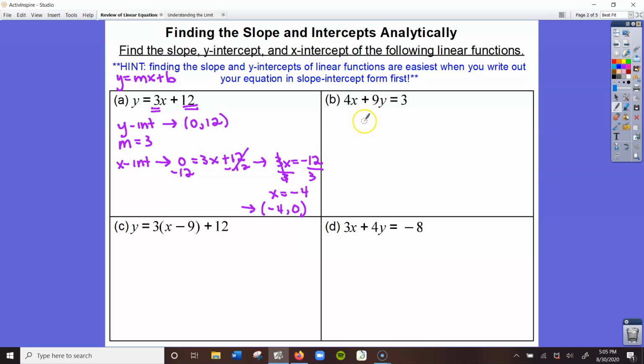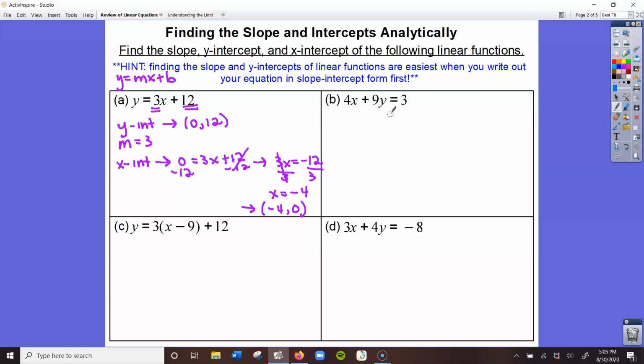Now if I look at this next one, we have 4x plus 9y is equal to 3. This should seem familiar, this form. This is the general equation of a line. Now the general equation does not give me any information. It doesn't tell me the y-intercept. It doesn't tell me the slope.